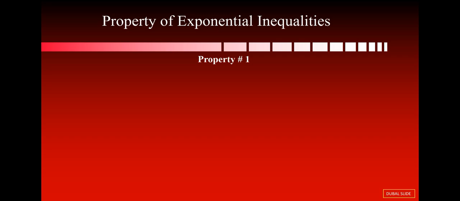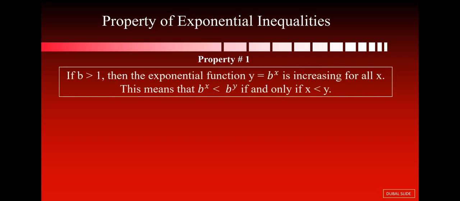Property number 1. It states that if b is greater than 1, then the exponential function y is equal to b to the power of x is increasing for all x. This means that b to the power of x is less than b to the power of y if and only if x is less than y.